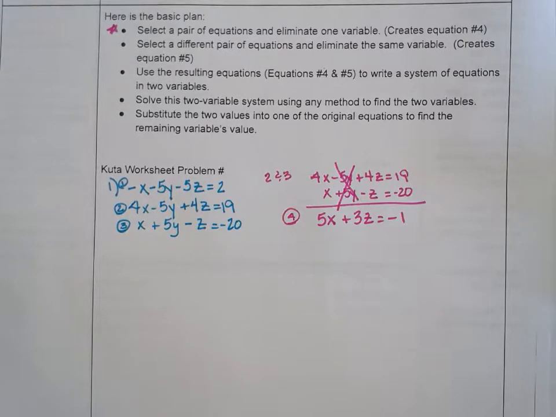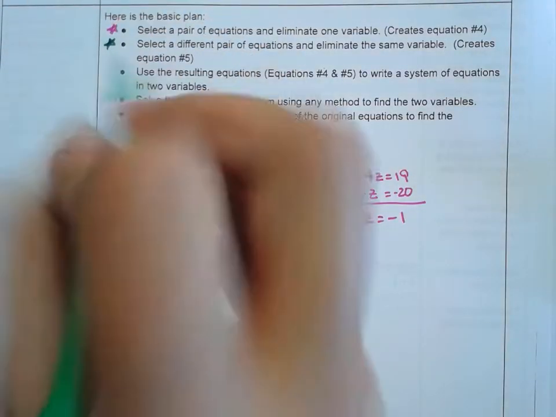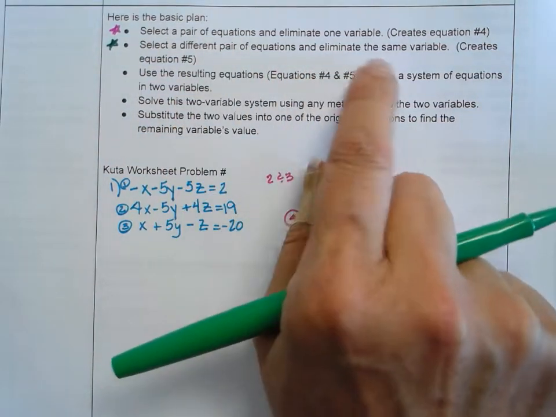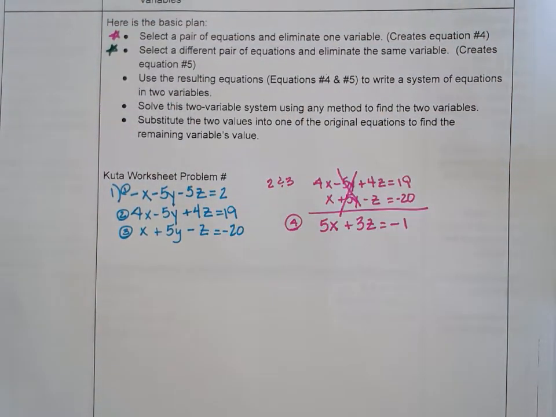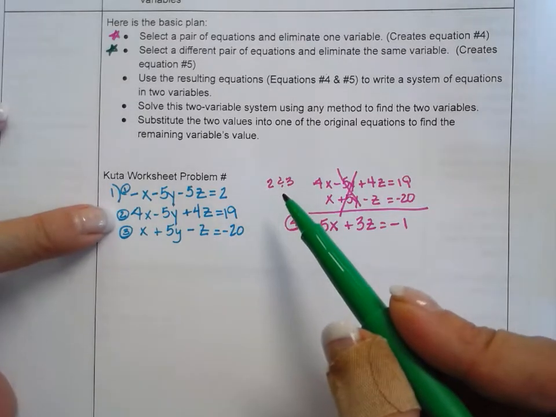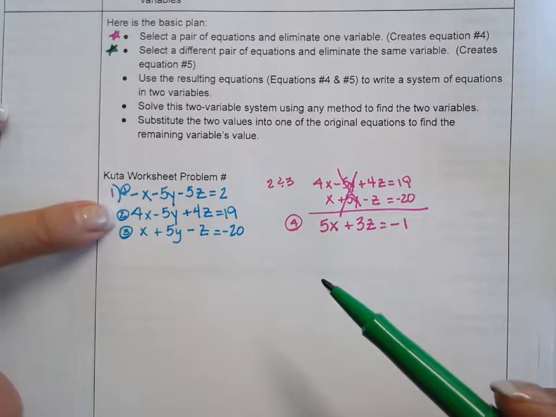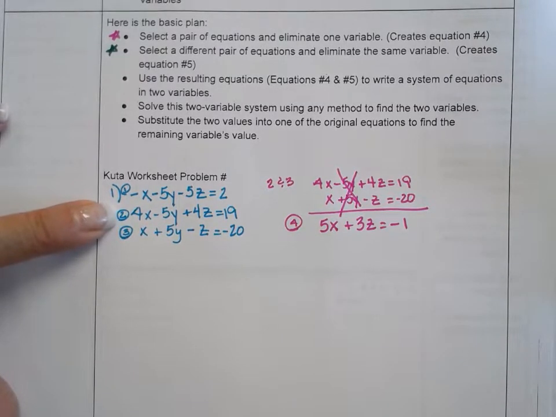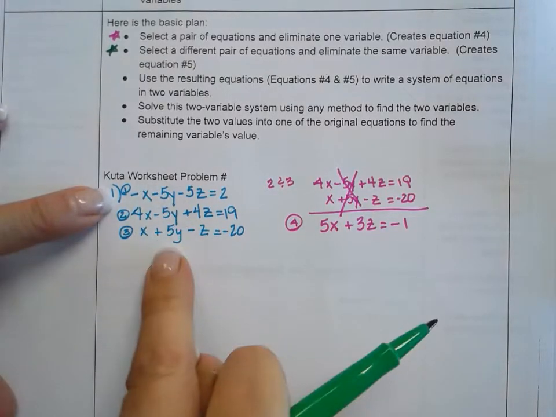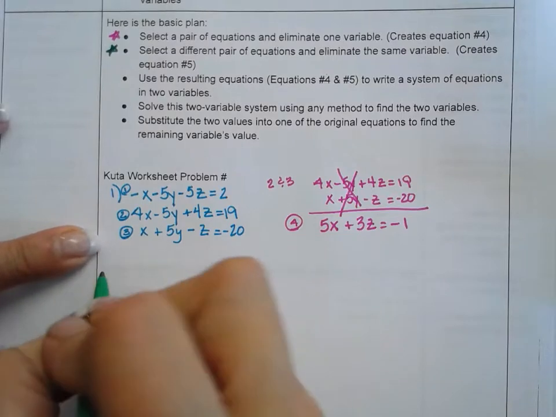Okay. Now, the second one is I'm going to use a different pair of equations to eliminate the same variable. Which two do I want to use this time? I used 2 and 3 last time, so I can either use 1 and 3 or I can use 1 and 2. 1 and 3. And I need to get rid of my y's. So 1 and 3 is great.